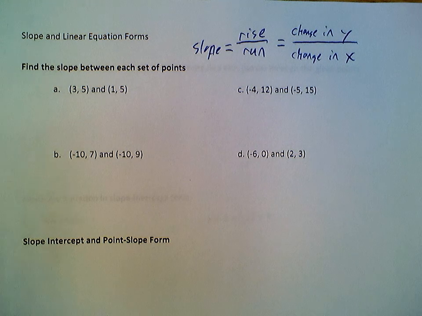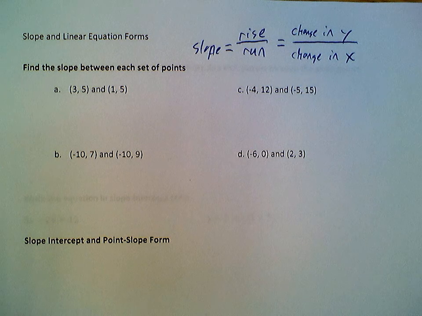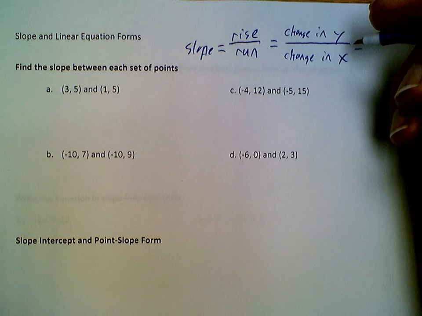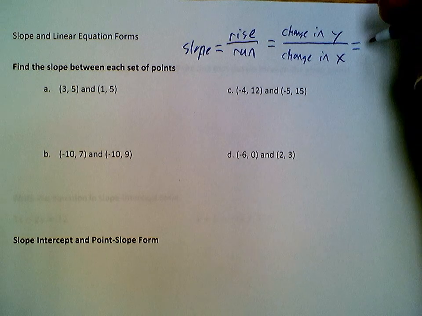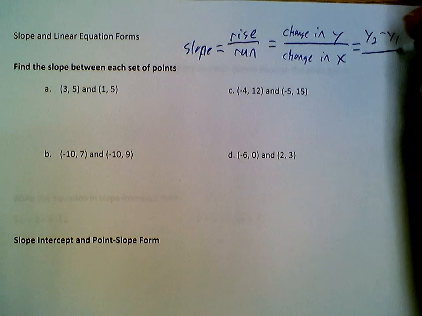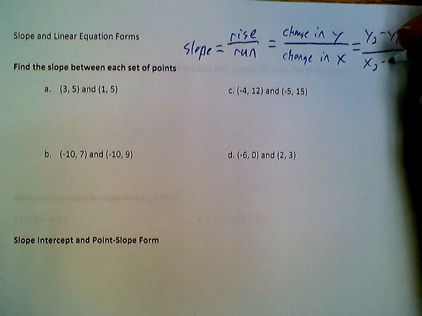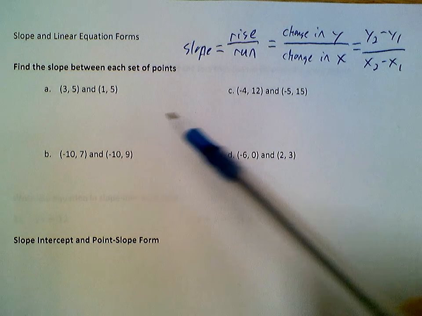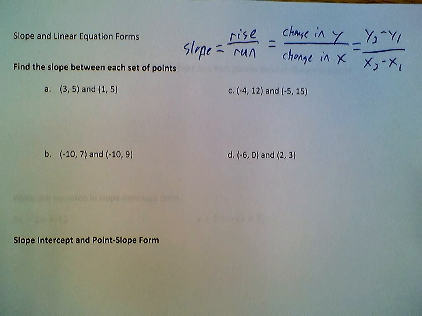Okay? So how do you find the change in y and the change in x? Well, to find the change in something, you just subtract. So if you don't remember, the basic formula for finding slope or finding the rate of change between 2 points is y2 minus y1 over x2 minus x1. Okay, so you're going to have 2 points, x1, y1, and x2, y2, just like all these have 2 points. And you just subtract them.